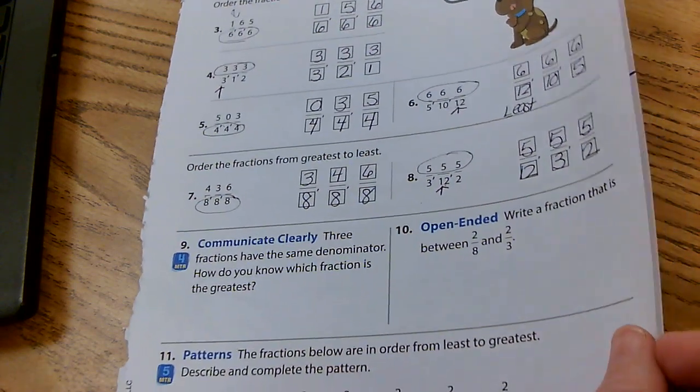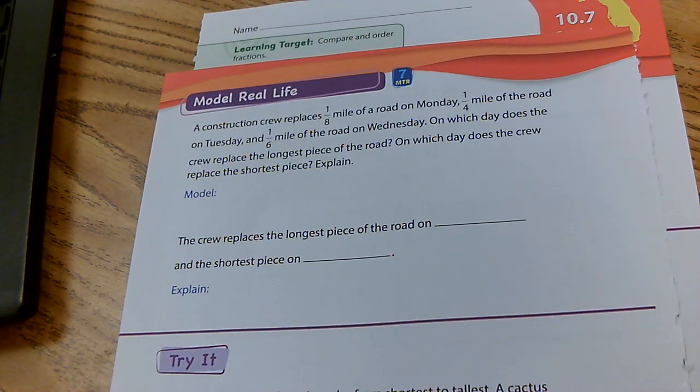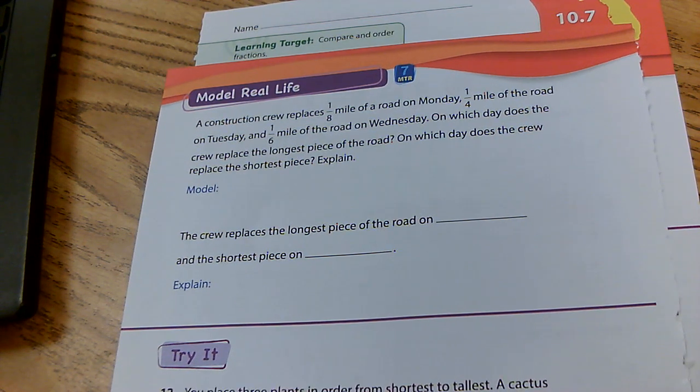All right, you don't need to worry about doing 9, 10, or 11. Turn over. Let's look at the real world math. A construction crew replaces 1/8 mile of a road on Monday, 1/4 of a mile of a road on Tuesday, and 1/6 of a mile of road on Wednesday. On which day does the crew replace the longest piece of road? Which means what is the greatest, the biggest fraction here? On which day does the crew replace the shortest piece?